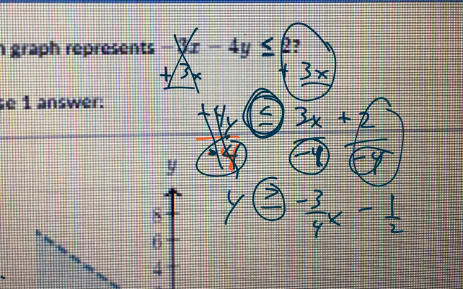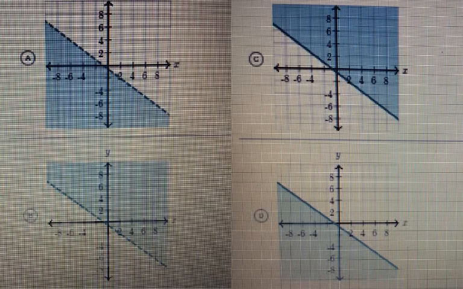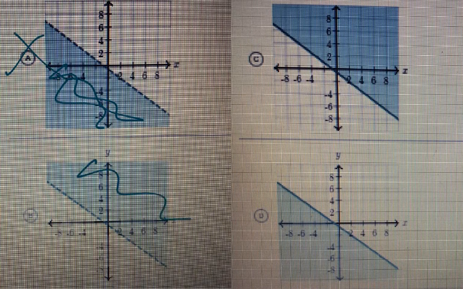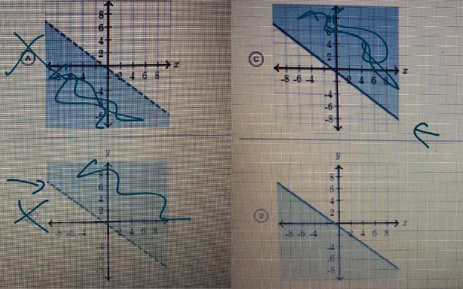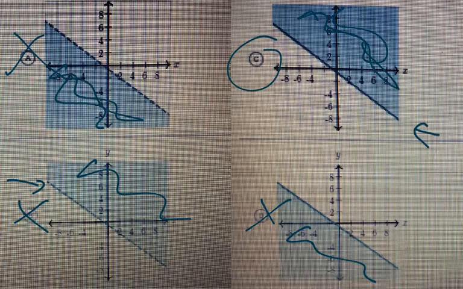2/4 reduces to 1/2. So guys, I'm looking for greater than or equal to. In other words, I'm looking for a solid line and shaded above. So let's see here. This one's less than. No good. This one's greater than, but the line is dotted. Still no good. This one is greater than, and it has a solid line. And D is less than. That one's no good. Our only logical choice is C.